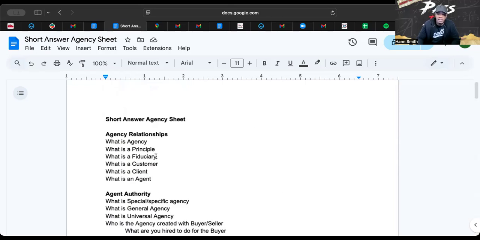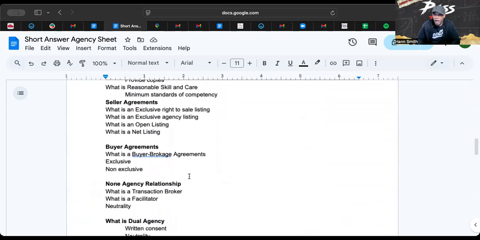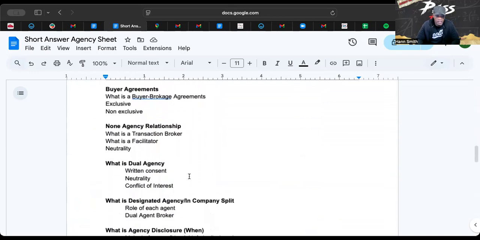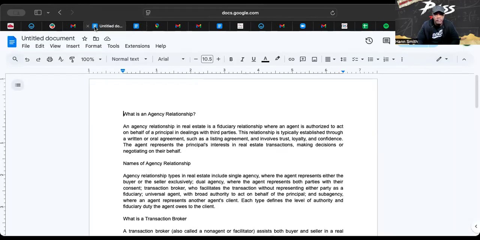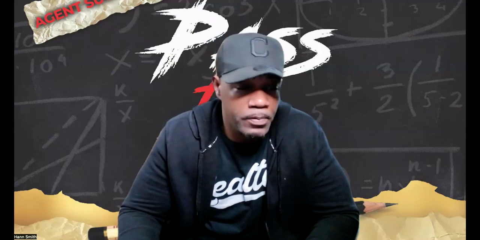So I just like to keep this stuff simple. Know the different agency relationships: single, dual, designated. Know the non-agency relationships and being a transaction broker or a facilitator. Some of the questions that you would run into about agency relationships, dual and single agency relationships, would be here. Let me go ahead and pull these up. Give me one second. Let me pull some of these questions up for you.